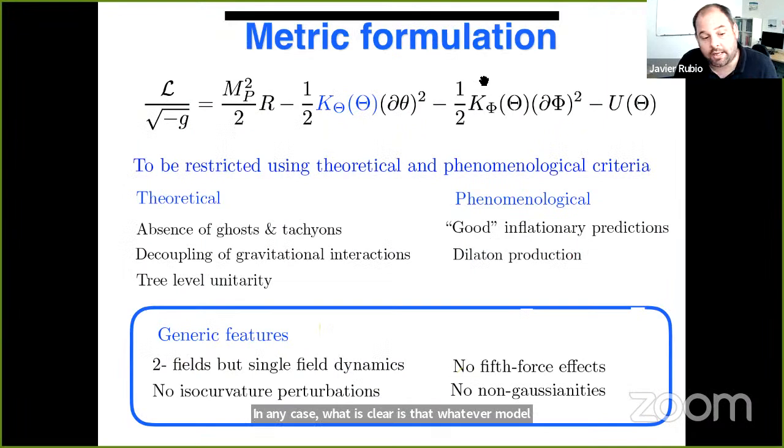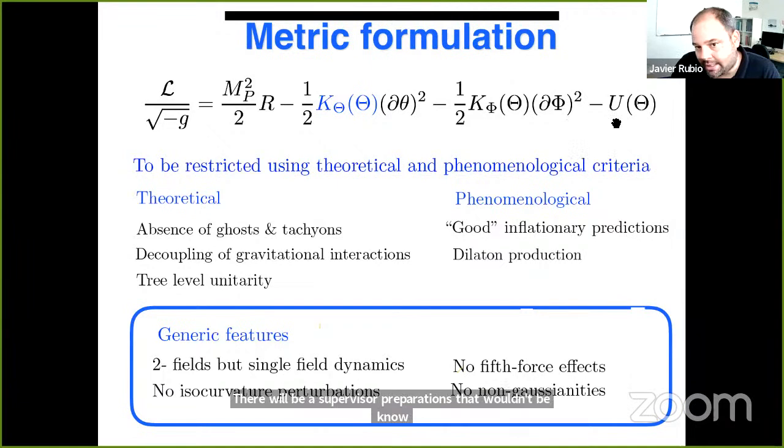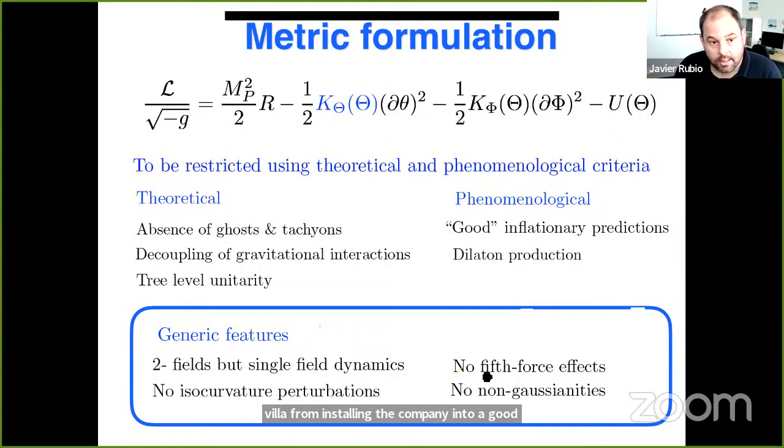So even although you had always 2 fields, you can always reduce the problem to single field dynamics. There will not be isocurvature perturbations. There will be no non-Gaussianities. And since the coupling of the dilaton is only happening through derivative interactions, there will be no fifth force effects. Okay? So this is finally everything I wanted to say.